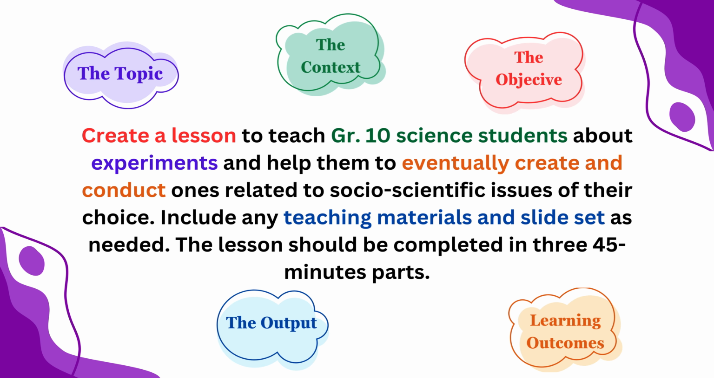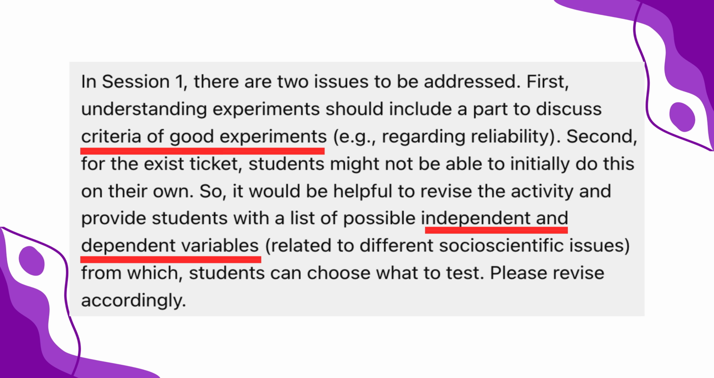In the first lesson, the AI output lacks the criteria which would help students identify and design good experiments, so we can prompt it to include this criteria. It has also designed an activity for this lesson which requires students to come up with an example experiment. However, at this stage it might be too early for an open-ended question like this, so we can instead prompt the AI to provide students with potential examples of variables which they can then use to design an experiment.